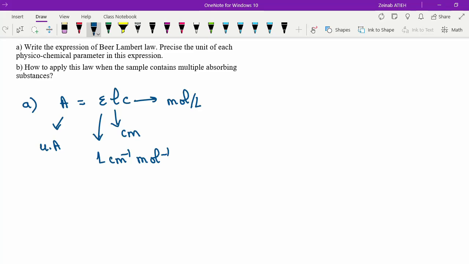So how to apply this law when the sample contains multiple absorbing substances? What to do if we have multiple absorbing substances? We have also spoken about that.